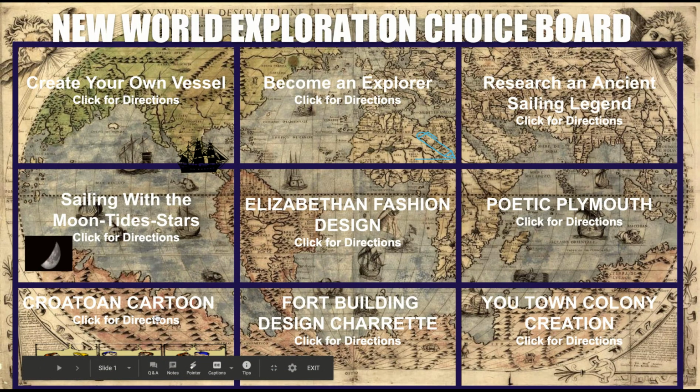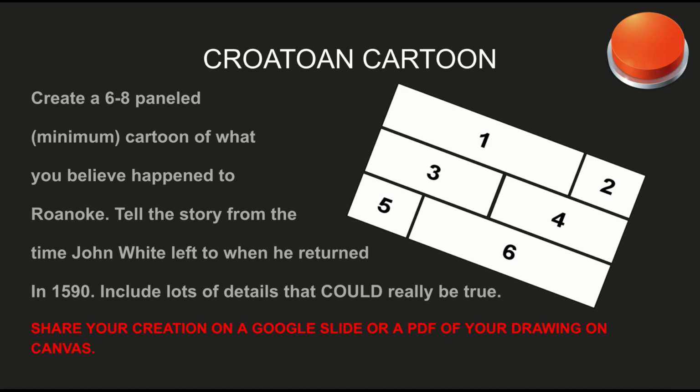The seventh option is a Croatan cartoon, and we know that mysterious Croatan word from our Jamestown study. Our Roanoke study. But you are going to create a 6 to 8 paneled minimum. And when we talk about a panel, you know, cartoons are set up in panels that show some action and some dialogue bubbles. So you are going to have a cartoon of what you believe based upon all of the fun things that Mr. Sweet and I shared with you and our additional hypothesis from Scott Dawson.